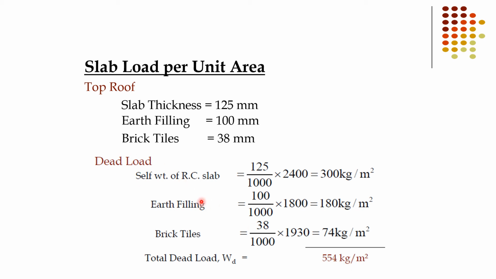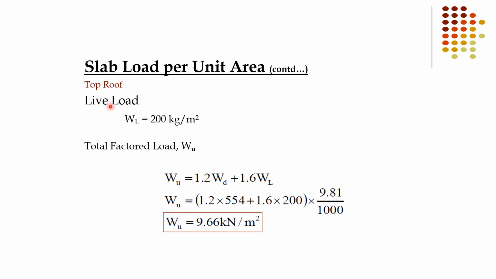Now definitely there will be people movements, family members moving on the roof, so there is another load, that is the live load. That depends upon the building type, residential building or commercial building, which I have discussed in the first lecture. So the live load for the roof is considered 200 kg per meter square.